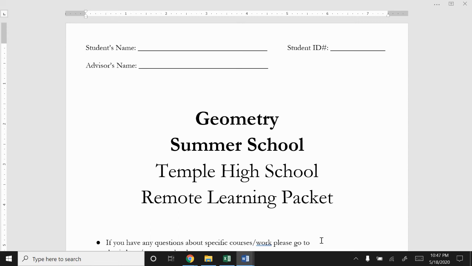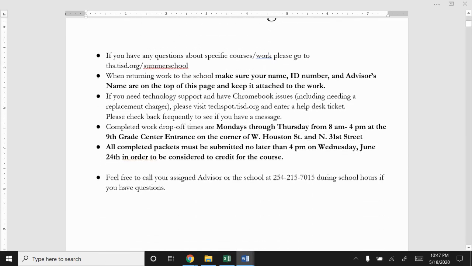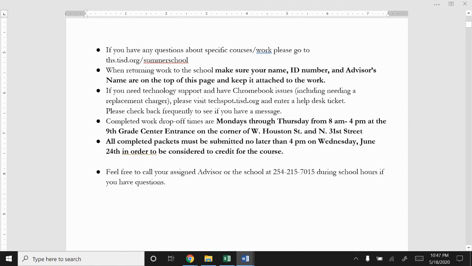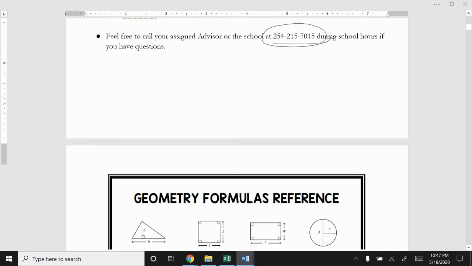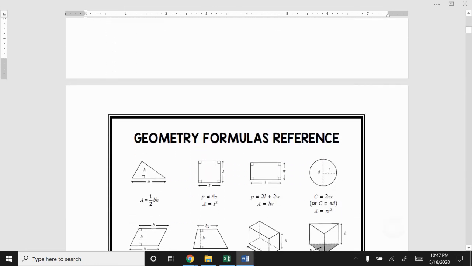If at any time you need to pause the video or come back to it, please feel free to do so. Notice at the top of the packet you have your name, your student ID number, and your advisor's name. All three of these areas need to be filled out. If you are not sure who your advisor is, then you can call the front office at this number and ask them. All right. Be sure to read all that information.